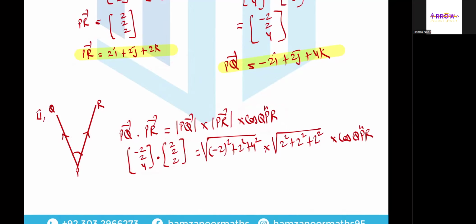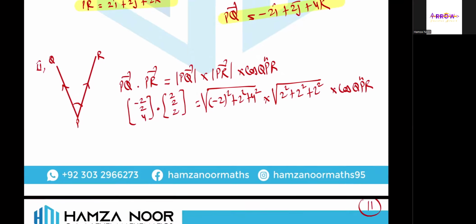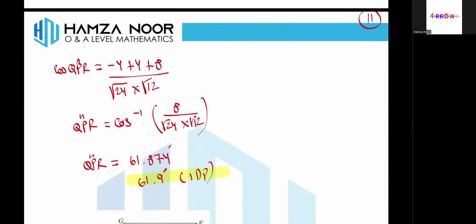And the magnitude of the vector PQ would be under root of minus 2 squared plus 2 squared plus 4 squared, and this will be multiplied by the magnitude of the vector PR, which is under root of 2 squared plus 2 squared plus 2 squared, multiplied by cos QPR, where QPR is basically the angle between the two vectors which we need to find. So I'll continue my working on the next page.